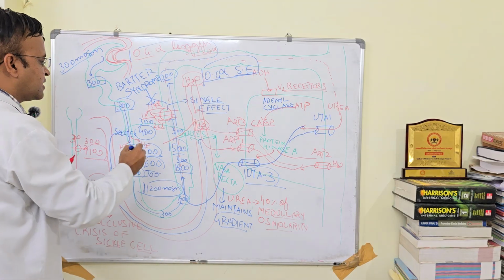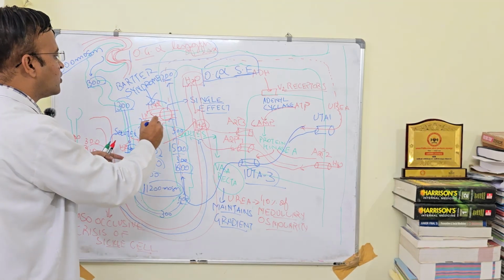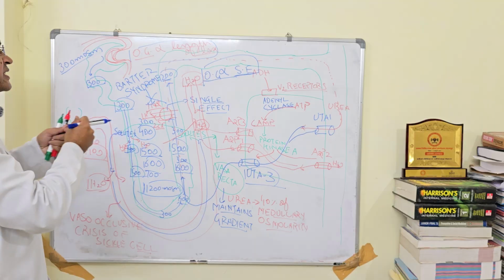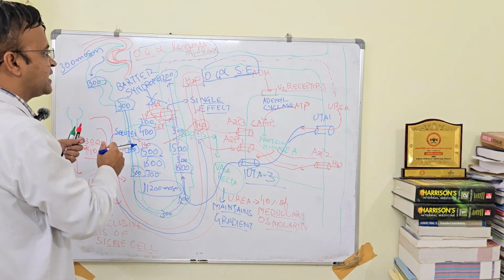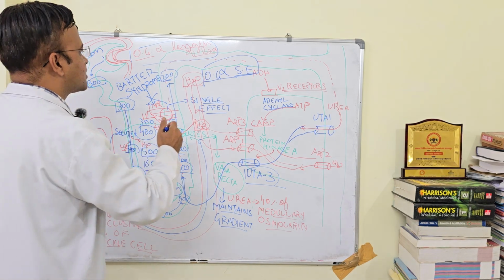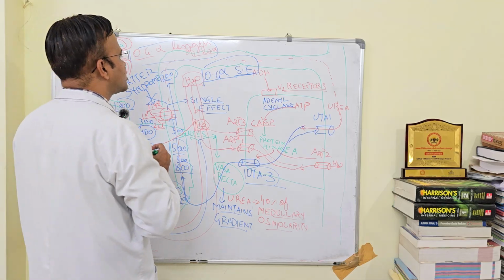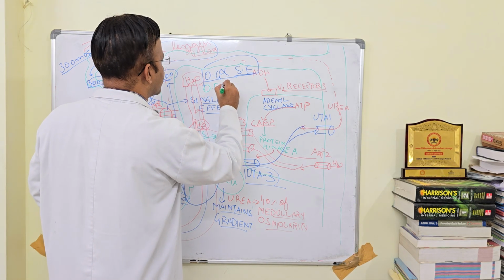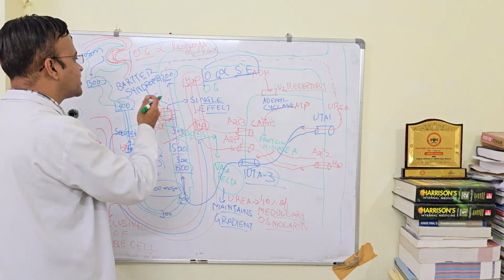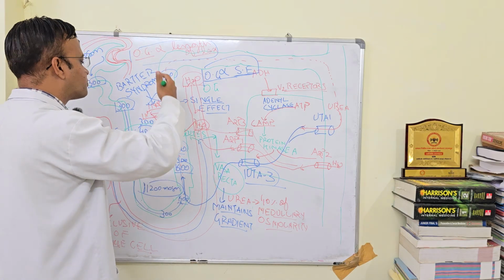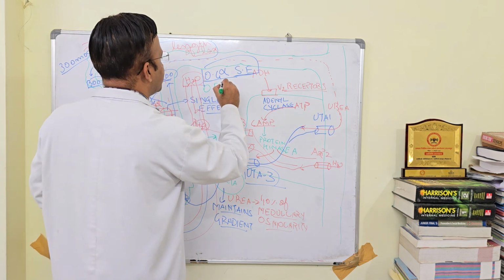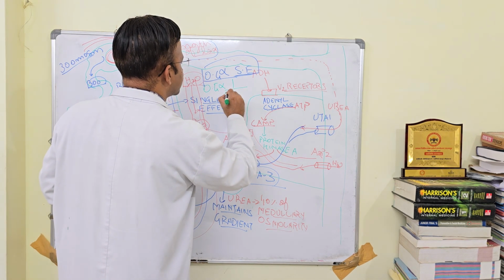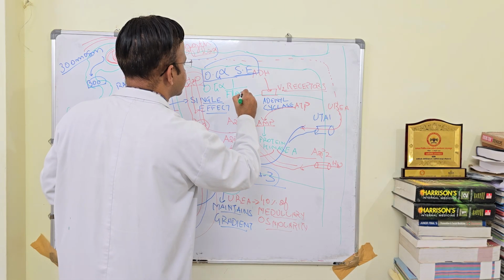The other thing is, the more sluggish the flow, the more time this ion channel gets to absorb your solutes. So osmotic gradient is inversely proportional to the flow rate. The more sluggish the flow, the more time the single effect gets to reabsorb the solutes, and the more pronounced your countercurrent multiplication will be. So osmotic gradient is inversely proportional to the flow rate.